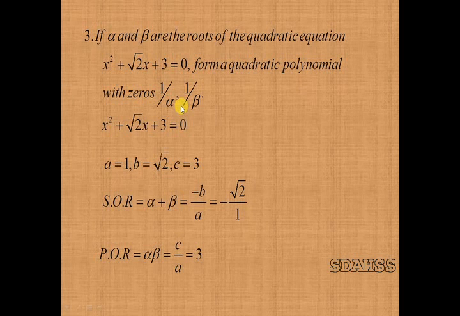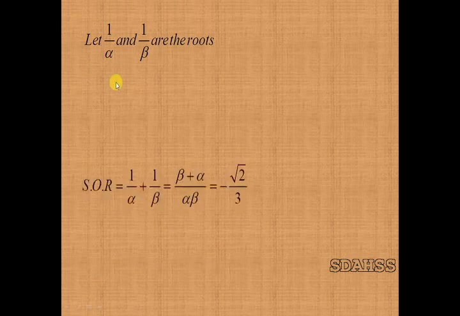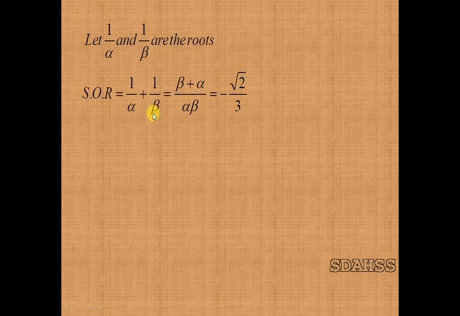Now let us take the roots to be 1 by alpha and 1 by beta. We want to find the roots for 1 by alpha and 1 by beta. Then sum of the roots is equal to 1 by alpha plus 1 by beta, which is equal to, find LCM. Alpha beta is LCM. Cross multiply: beta plus alpha. Beta plus alpha is equal to minus root 2. Already we have found minus root 2 divided by alpha beta, which is 3, so minus root 2 by 3.